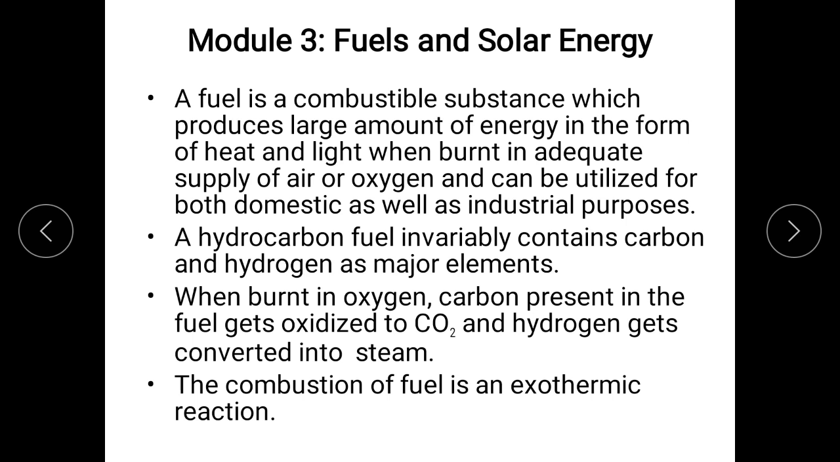Points to be remembered: fuel is a source of energy. Chemical fuel is a combustible substance. It produces a sufficient quantity of energy in the form of heat and light when burnt in an adequate supply of air or oxygen. The energy we get from the fuel we can make use of for household purposes as well as on a large scale, that is, for industrial applications. And chemical fuels invariably contain carbon and hydrogen as major elements. These elements get converted into carbon dioxide and steam when burnt in air or oxygen.